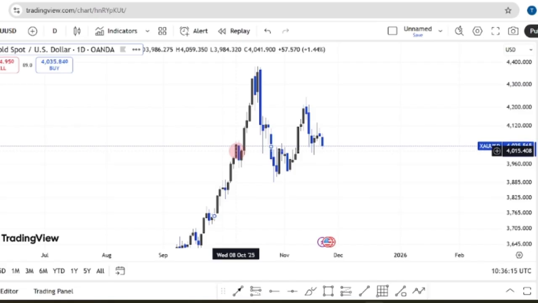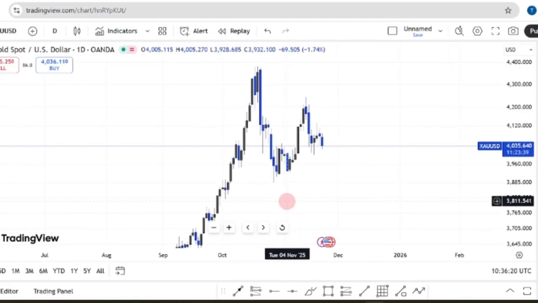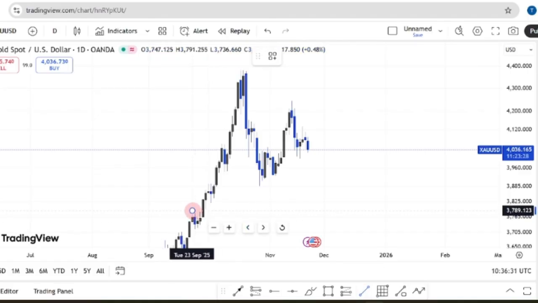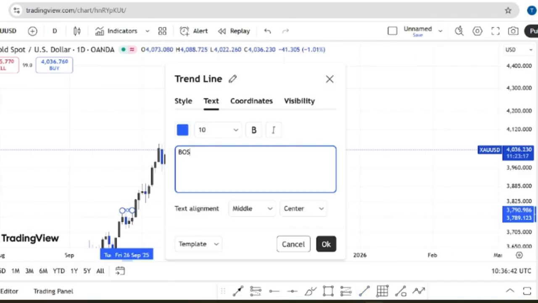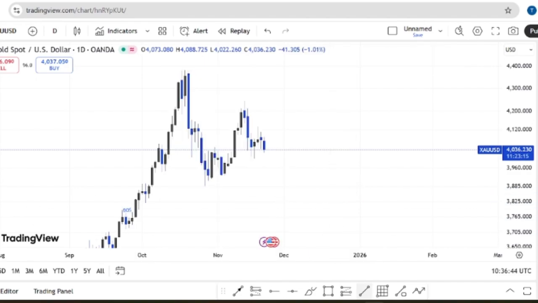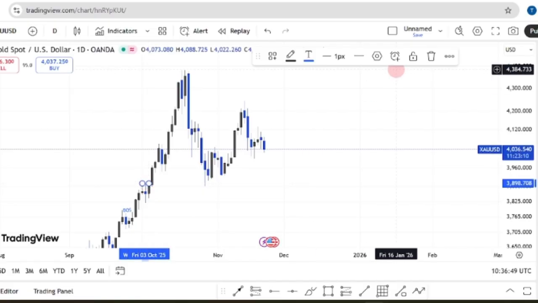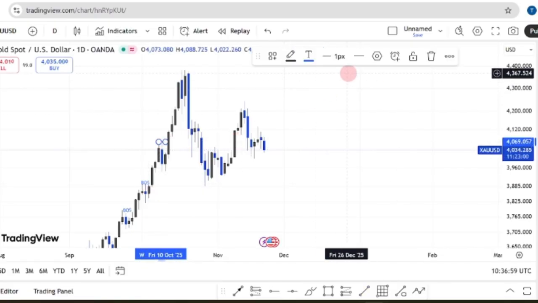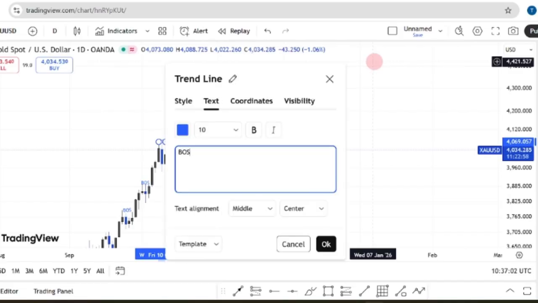So let's look at gold from the daily level here. I just want us to pick out the major key levels on this daily chart. From the daily level, we can see we have this break of structure at this level, followed by another break of structure at this level here. We have another break of structure, and this was the last break of structure we had on the daily level.